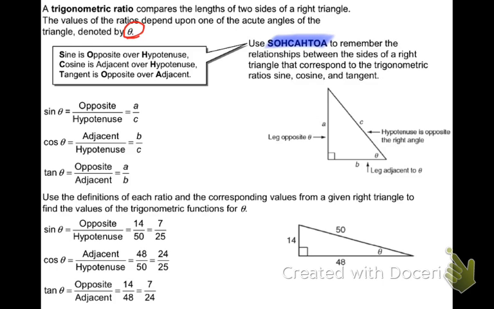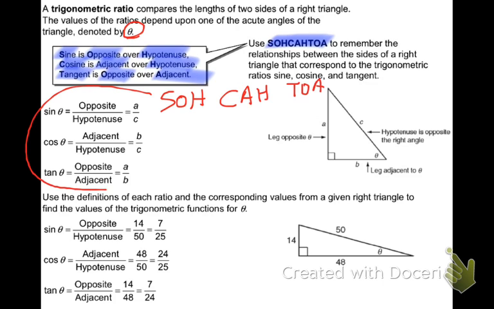Use SOHCAHTOA to remember the relationships between the sides of a right triangle that correspond to the trigonometric ratios sine, cosine, and tangent. Sine is opposite over hypotenuse. Cosine is adjacent over hypotenuse. And tangent is opposite over adjacent. So you will have SOHCAHTOA, and those are all ratios. Again, sine is the opposite over hypotenuse, cosine is equal to the adjacent over hypotenuse, and tangent is the opposite over adjacent.